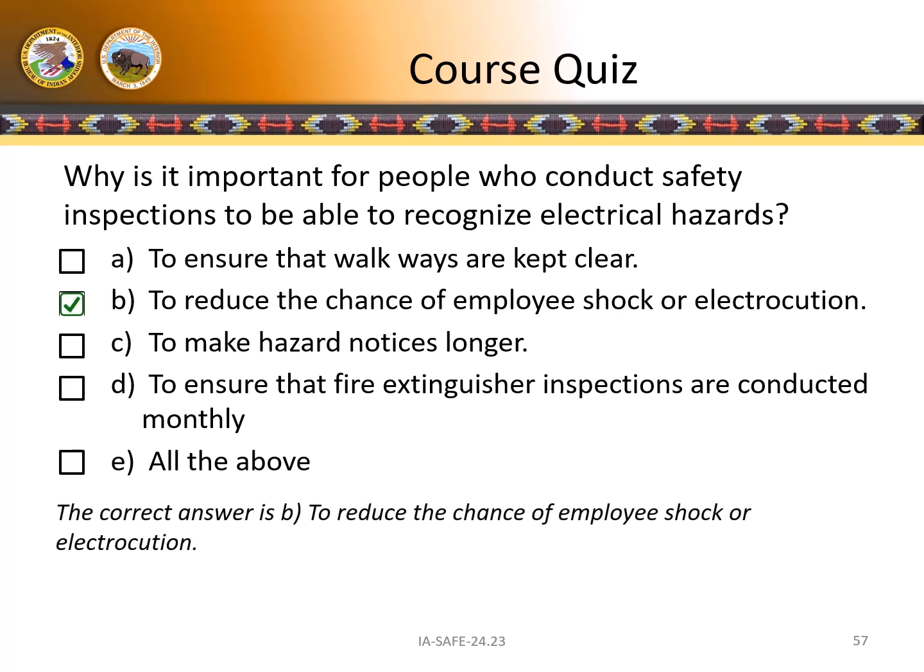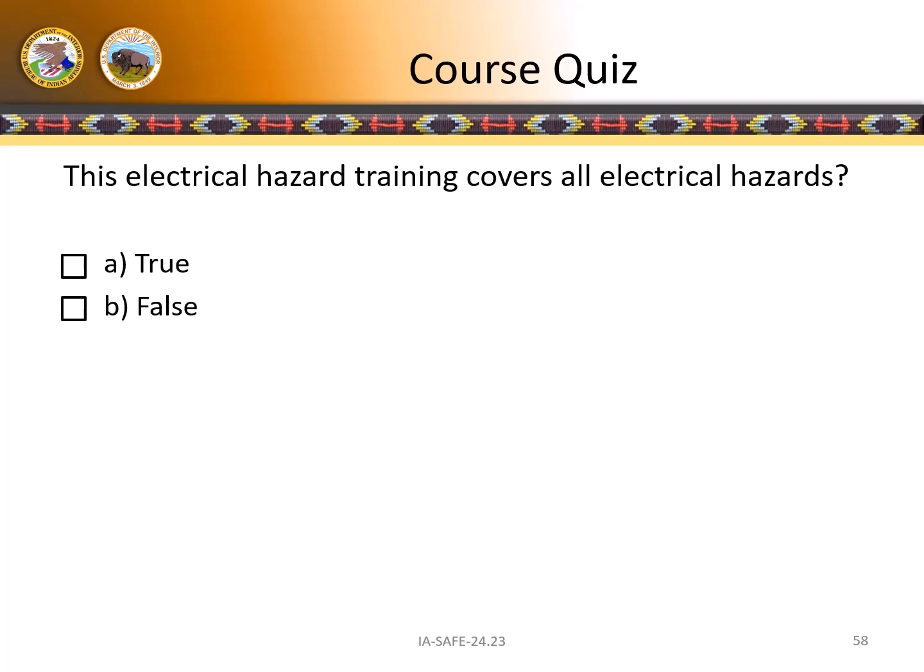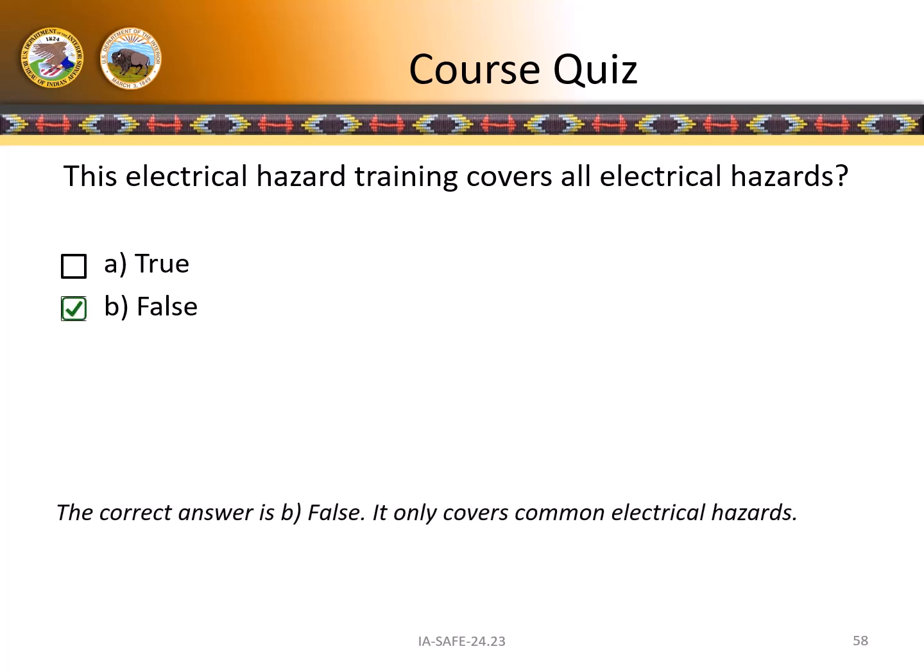The correct answer is B. To reduce the chance of employee shock or electrocution. This electrical hazard training covers all electrical hazards. A. True. B. False. The correct answer is B. False. It only covers common electrical hazards.